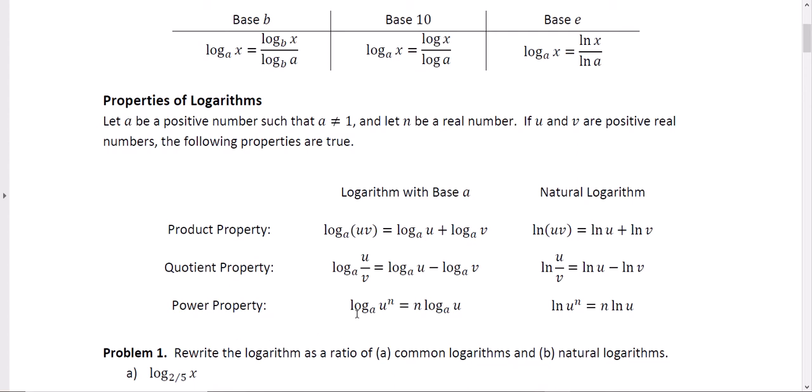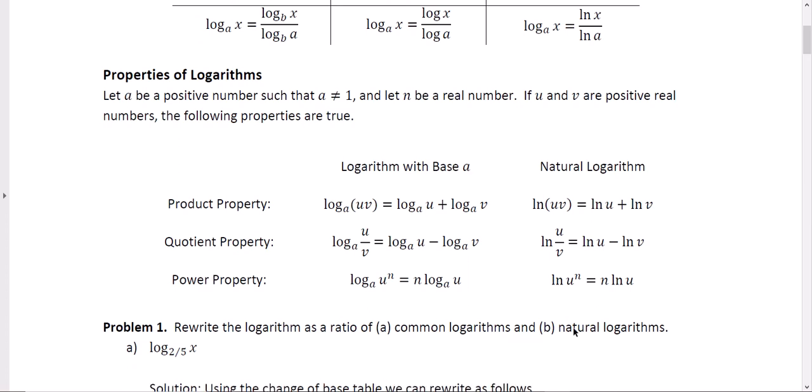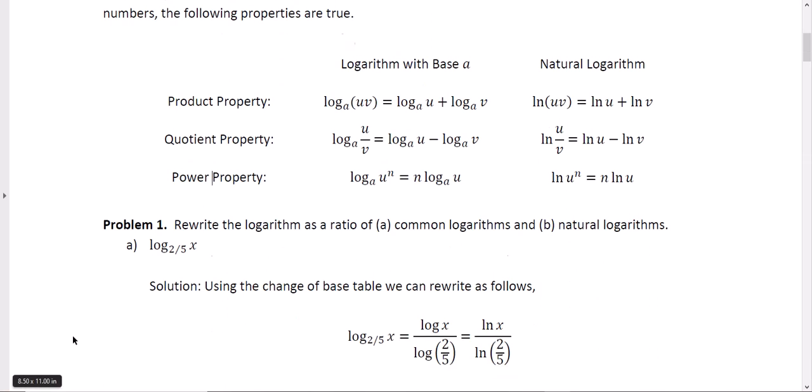The power property, log base a of u to the n power. So repeated multiplication, right? A power raised to a power, what do we do? We multiply the exponent. Wow, that was rough. But log base a of u to the n equals n times log base a of u, and of course the corresponding rules with the natural log. Let's use some of these and see what exactly I'm talking about.